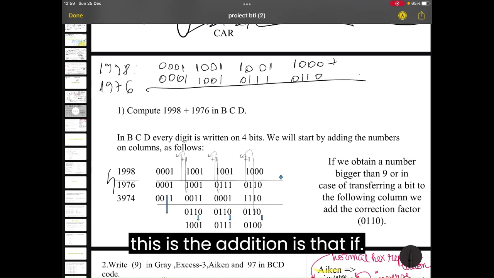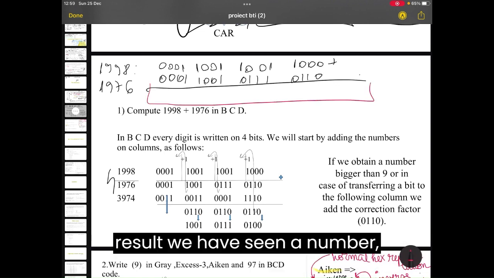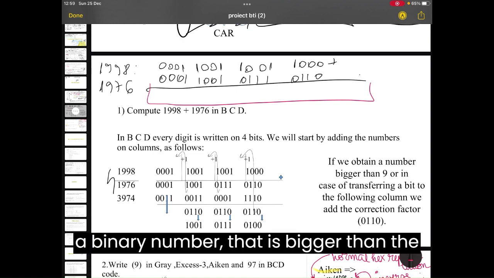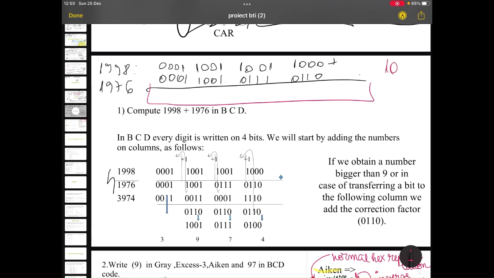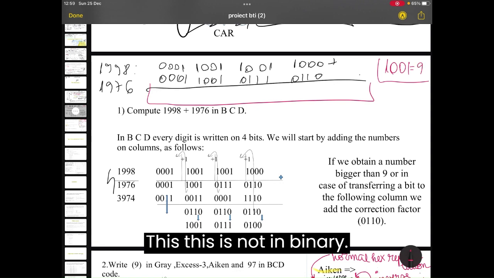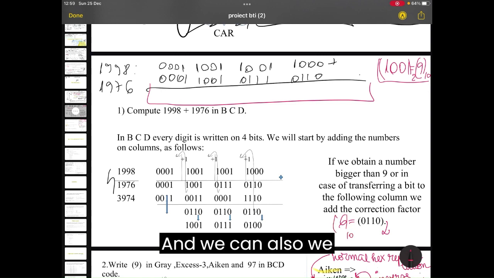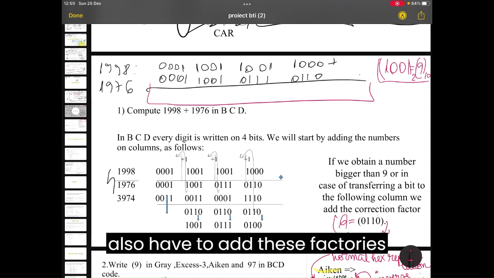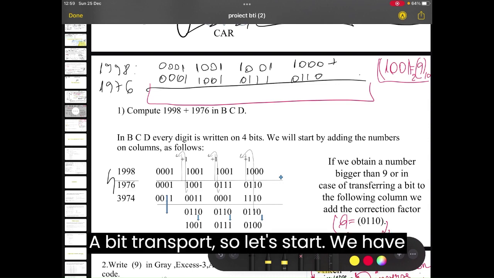The thing about BCD addition is that if in this result we obtain a binary number that is bigger than the binary representation of 9, this is 9 in binary, we must add the correction factor, which is 6 in binary. We also have to add this correction factor when from one nibble to another there is a bit transport. So let's start.